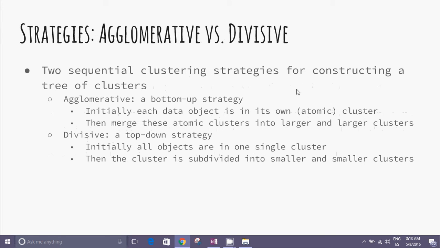Two strategies, agglomerative versus divisive. Agglomerative is a bottom-up strategy. Initially, each data object is in its own atomic individual cluster. Then merge these atomic clusters into larger and larger clusters. Divisive algorithms switch to a top-down strategy. Initially, all objects are in one single cluster. Then the cluster is subdivided into smaller and smaller clusters.